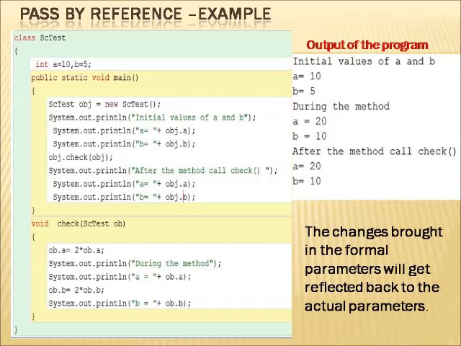You can see that I intentionally created these two variables a and b outside the main method but within the class, right? So a and b are, we can say, class variables. A class variable means it can be accessed anywhere in the class using the object. First we are printing the initial values of a and b. You can see that it will print a is equal to 10 and b is equal to 5.